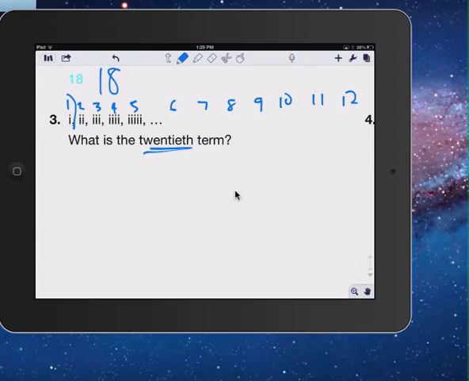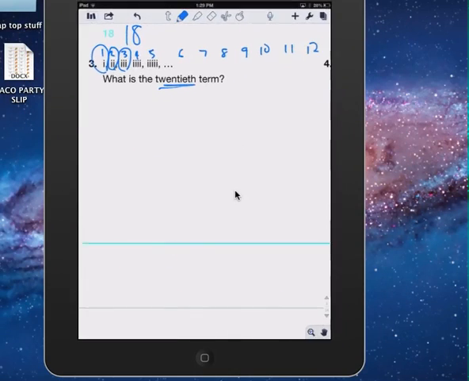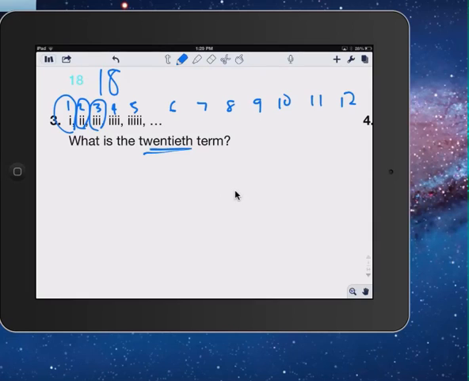What did you notice about each term? It goes up by 1. Yeah, it's just one added. What else do we know for each term? Is it any different than the term it's on? Is it the same? Yes. So if they're asking for the 20th term, how many I's do you think there are? 20. So go ahead and draw 20 I's. It's ridiculous to write out 20 I's, isn't it?